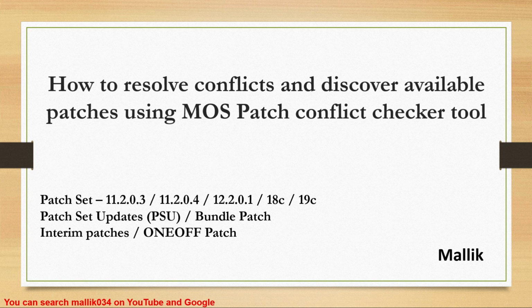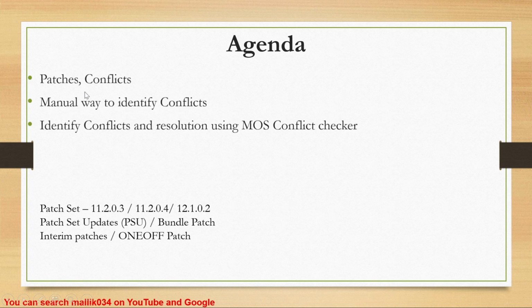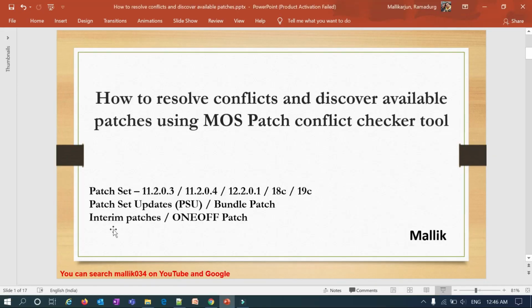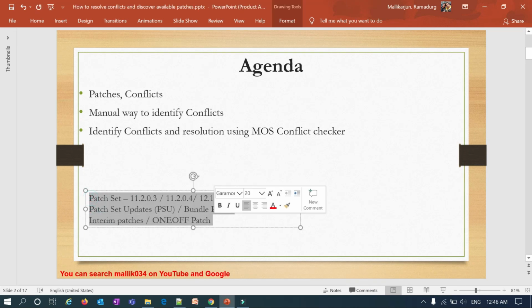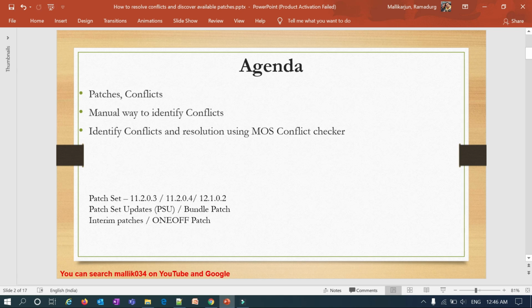Okay, let's start with today's session. The agenda is going to be patches and conflict checks, the manual way of identifying conflicts, and how to identify conflicts and resolve them using the MOS conflict checker. I'm going to show all this with live demonstration, and along with that I'm going to explain the patch set, like 11G, 12C, 18C or 19C, patch set update, PSU, critical patch update, CPUs, bundle patch, interim patch, and one-off patches. After this session, I'm sure you will get a clear understanding of what all these patches mean, and I'm going to clarify all those doubts.